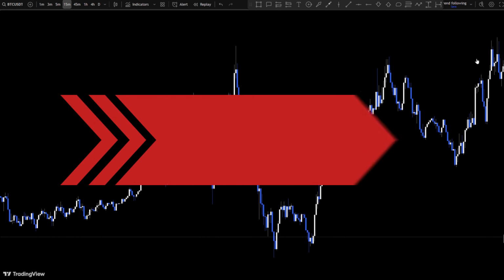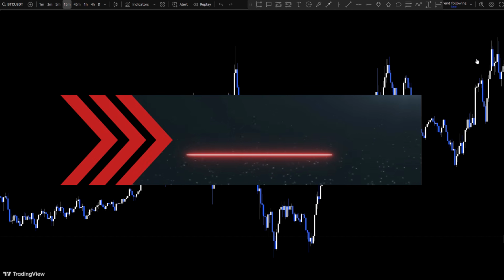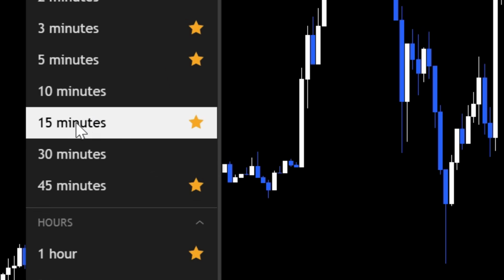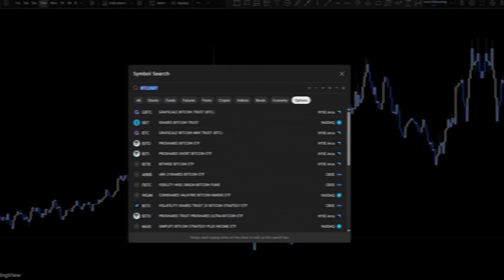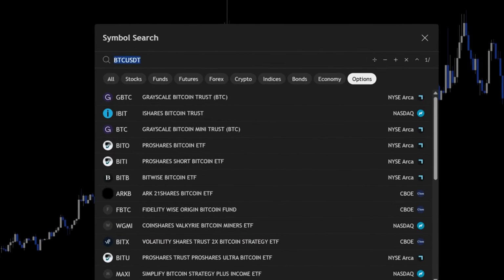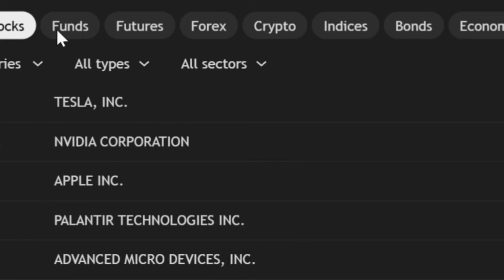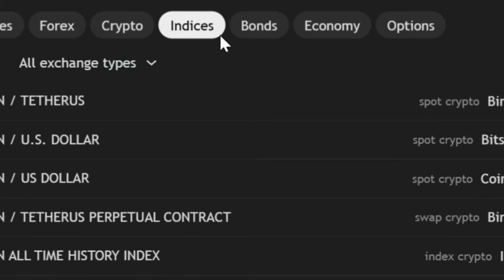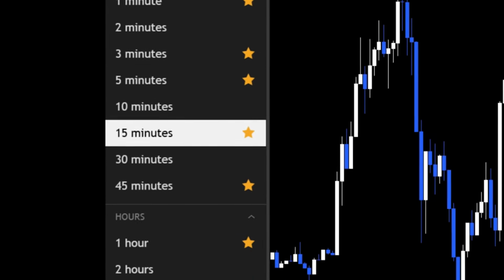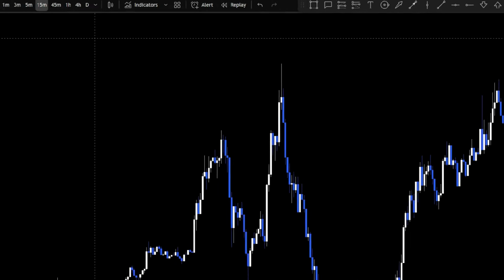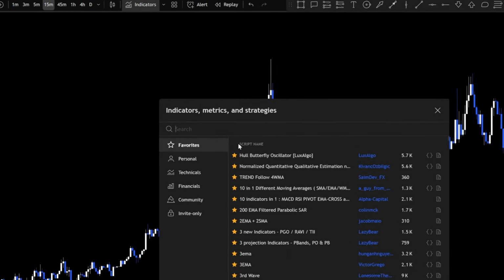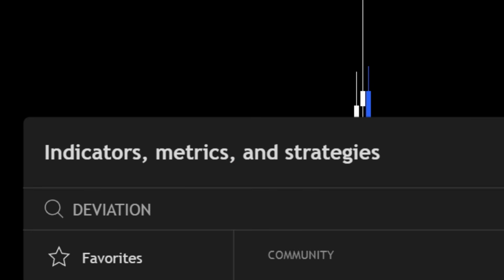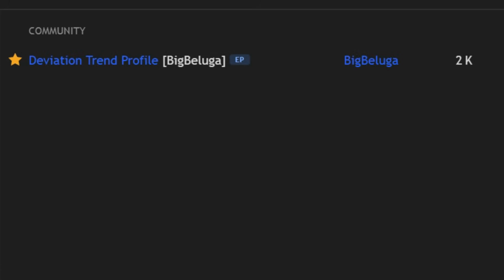First off, go to TradingView and pull up any market you want to look at. I'm using a 15-minute time frame for Bitcoin against USDT. But honestly, this works on any market and any time frames. It's super flexible. Next, you'll want to click on Indicators and then just type in Deviation Trend Profile. Make sure you pick the one by Big Beluga.